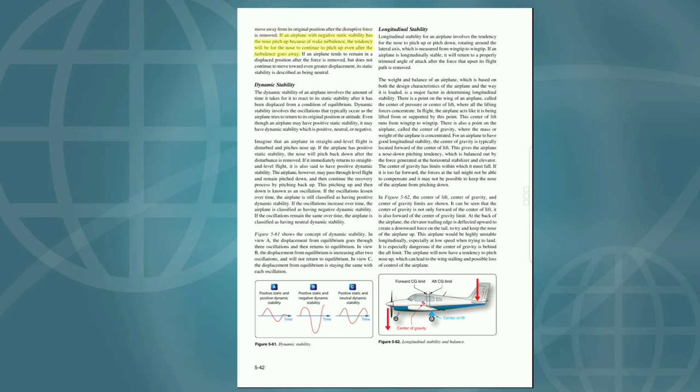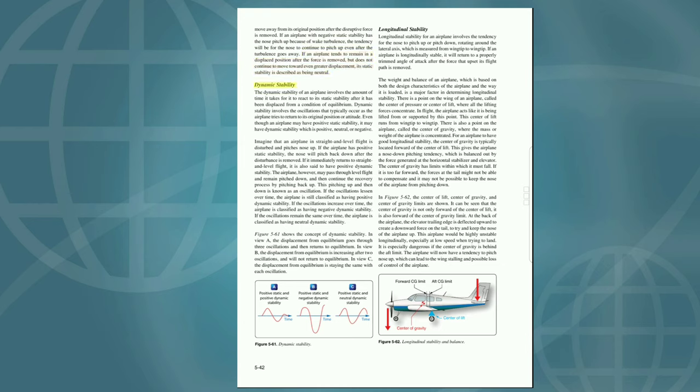If an airplane with negative static stability has the nose pitch up because of wake turbulence, the tendency will be for the nose to continue to pitch up even after the turbulence goes away. If an airplane tends to remain in a displaced position after the force is removed, but does not continue to move toward even greater displacement, its static stability is described as being neutral.